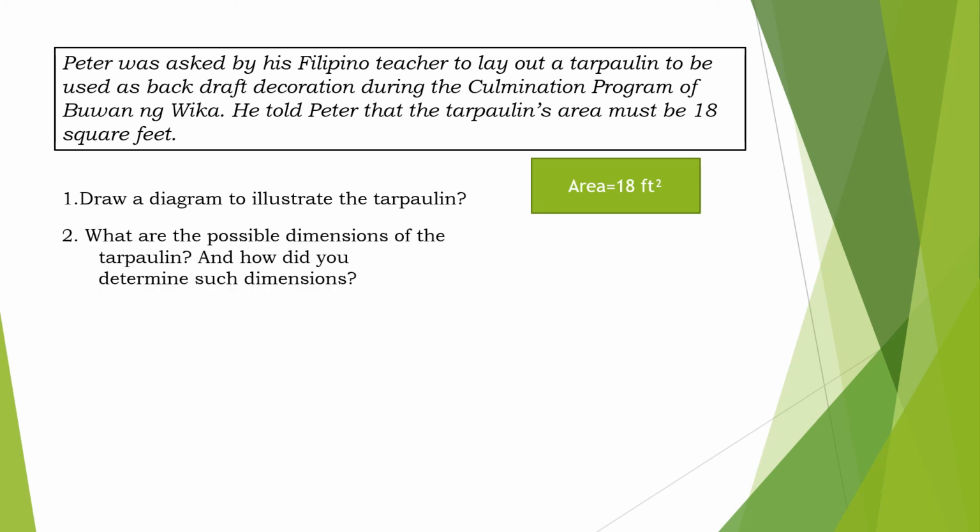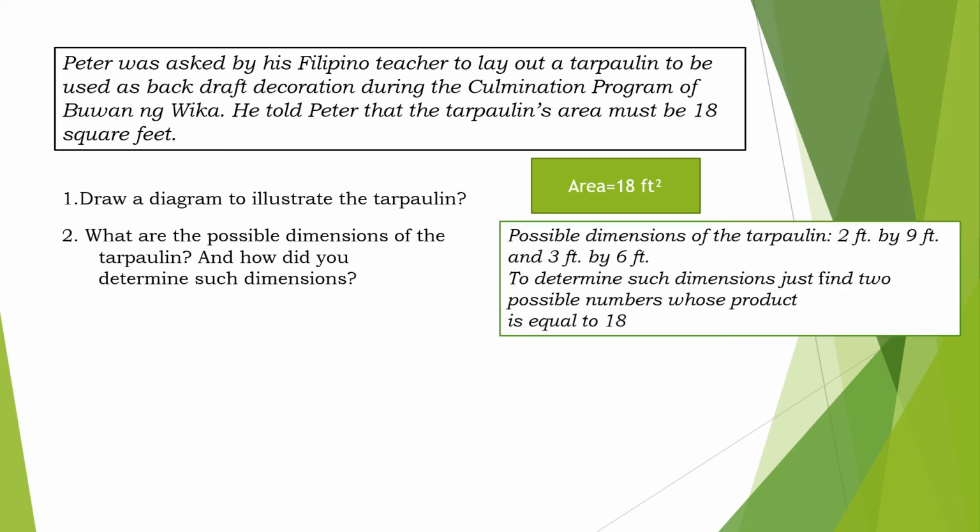Number two is, what are the possible dimensions of the tarpaulin and how did you determine such dimension? So, to answer that one, the possible dimension of the tarpaulin is 2 feet by 9 feet, then 3 feet by 6 feet. So to determine such dimensions, just find two possible numbers whose product is equal to 18. So 2 times 9, that is 18. 3 times 6, that is also 18. So those are the possible dimensions of the tarpaulin.